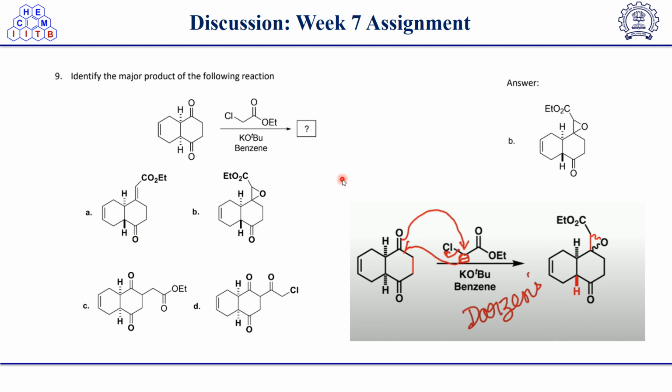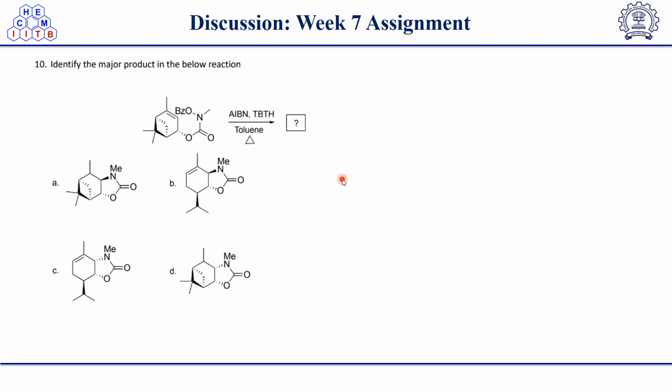Now moving to the last question of this assignment. Identify the major product in this reaction. So this particular compound is treated with AIBN, azobisisobutyronitrile, and tributyltin hydride in toluene with heating. What will be the major product out of the four options given here?